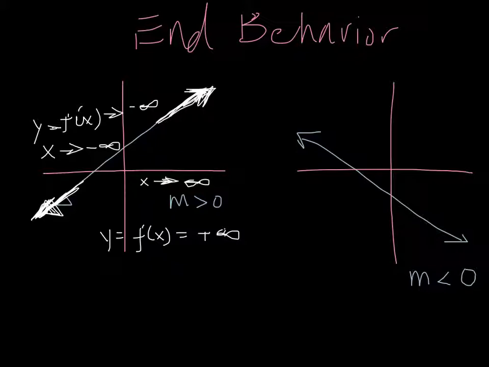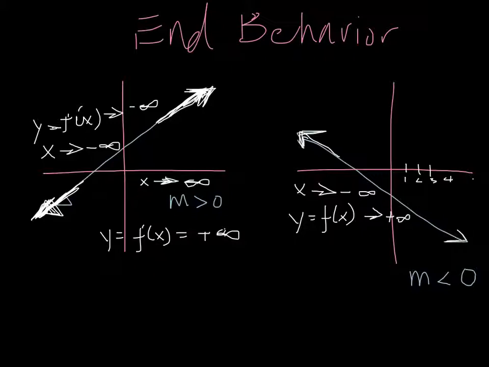Let's talk about the end behavior if the slope is negative. As my x's get smaller and smaller, my y's, which in pre-calculus we're not going to call y's anymore, we're going to call f of x, are getting bigger and bigger and bigger. On the right side of the graph, this is positive 1, this is 2, this is 3, this is 4, 5, 6.